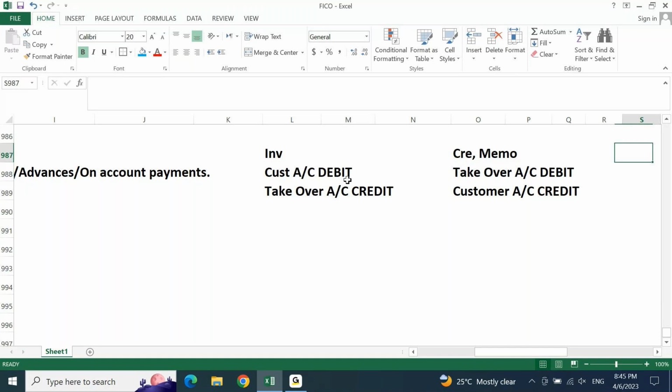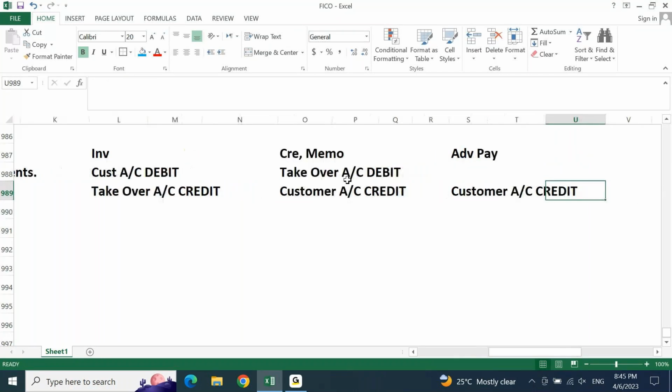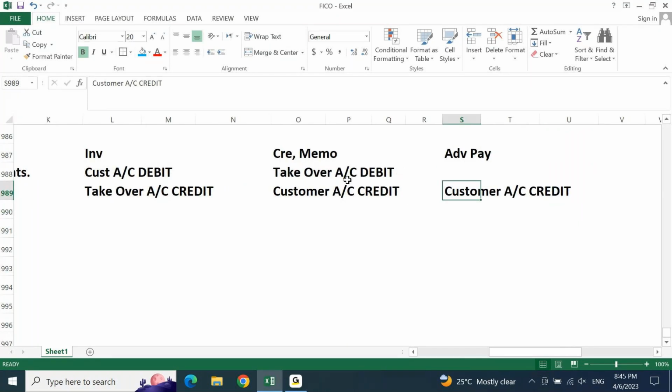Let's say advance payment. For advance payment, where will be your customer, debit or credit? Customer account, credit with special GL indicator, correct? Yes, sir. Let's say A or whatever, you'll have a special GL indicator, and debit will be your takeover account.